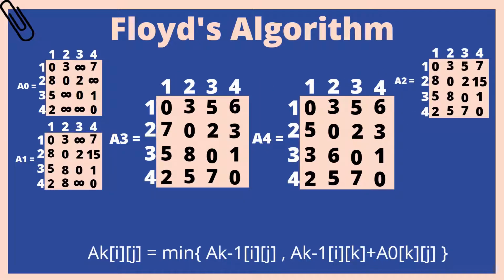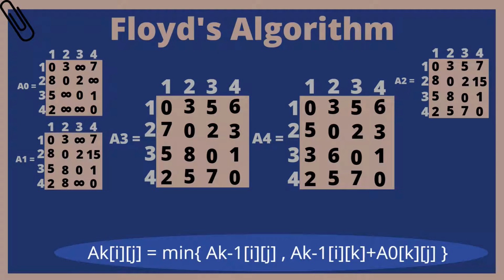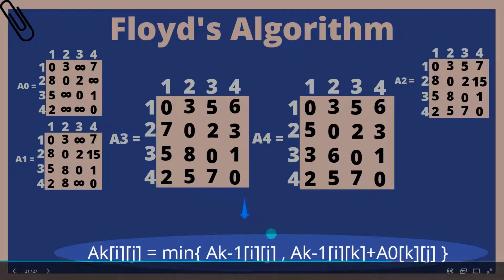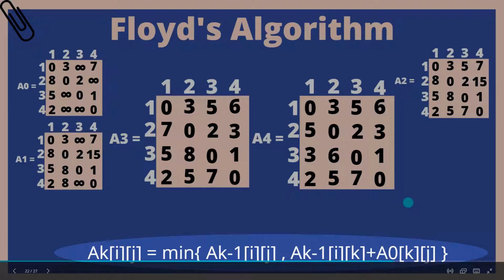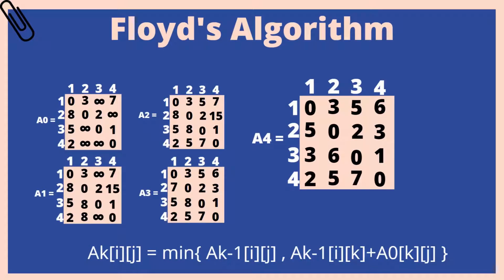So by doing this we came to a conclusion that we are using a simple formula, that is A^k, where k is the number of the adjacency matrix. So for the kth adjacency matrix, the i,j position of the kth adjacency matrix is going to be the minimum of A^(k-1)[i,j] and A^(k-1)[i,k] plus A^(k-1)[k,j]. Here it is going to be k minus 1, not 0. So after we get all the 4 adjacency matrices, the fourth one is going to be our solution.